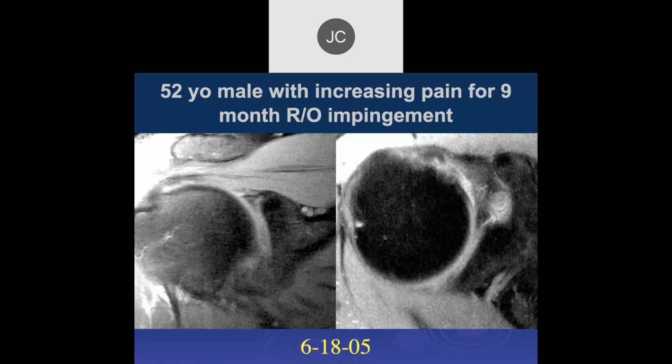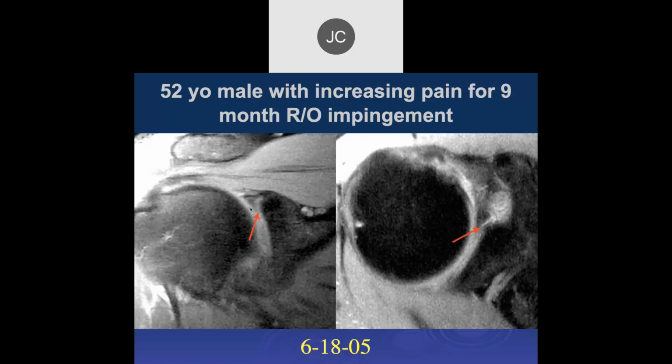Okay, 52-year-old male, increasing pain for 9 months, ruled out impingement. Looking at the superior labrum on the coronal view, I see a sublabral recess. I mean, there could be some increased signal, but it's not really clear. It could be cartilage. Well, the cartilage goes up through here. Okay, yeah. It's not quite as black as we'd like, but this also is not a great quality image. There's a lot of poor signal from the eyes.